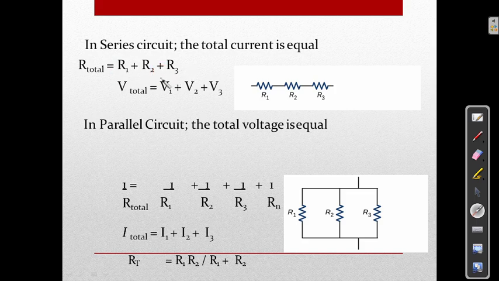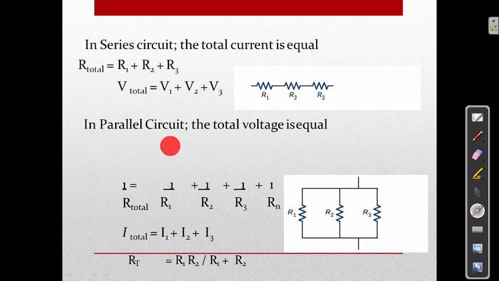If there are 3 resistors, we have to add resistance 1, resistance 2, resistance 3. If there are 5 resistors, we have to add resistance 1, 2, 3, 4, 5. Likewise, if we need the voltage, we have to add all the voltages across the resistors. If there are 3 voltages, we add voltage 1, voltage 2, voltage 3 like that. Then we will move to the parallel circuit.